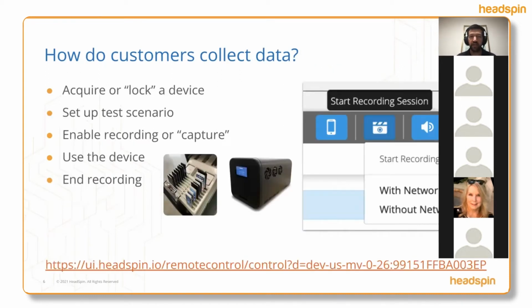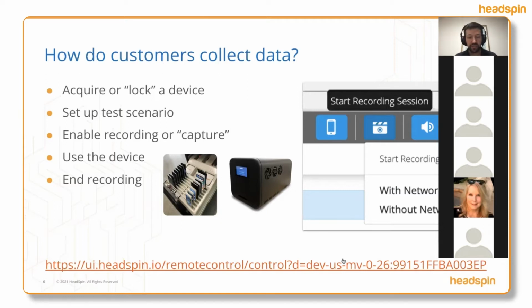So how do customers actually collect data? Ultimately, customers need to acquire, or the terminology we use is lock a device. When a customer locks a device, they have access to that device exclusively, and then they can set up whatever their test scenario is, enable recording, which we also call capture, use the device, go through their entire user journey, their entire workflow, and then end recording. At that point, they can clean up or do anything that they need.